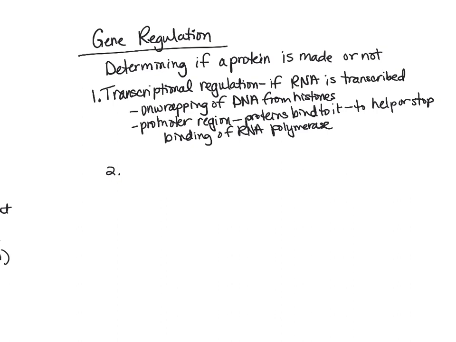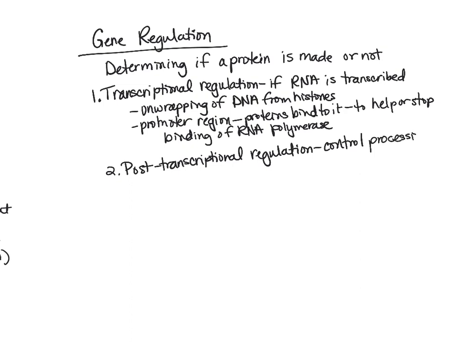Another spot where we have gene regulation is called post-transcriptional regulation. In post-transcriptional regulation, this is where we control the processing of RNA into the mature RNA, mature mRNA.